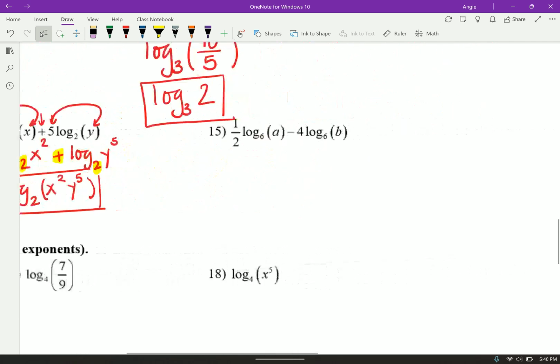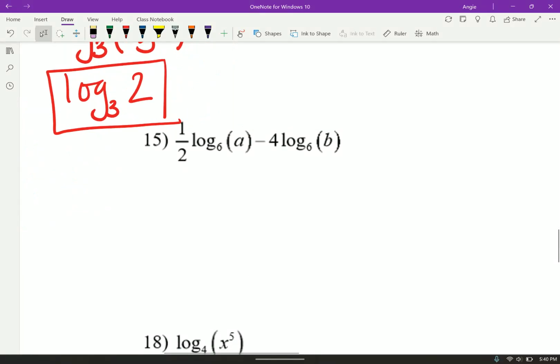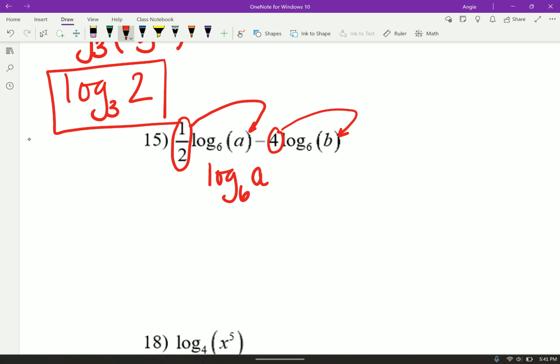All right, 15 says the coefficient's a half. So this is 1/2 times log base 6 of a minus 4 times log base 6 of b. So again, the coefficient is a half. That's going to be an exponent. Coefficient of 4, that's also going to be an exponent. So this is going to say log base 6 of a to the half power minus log base 6 of b to the fourth power.